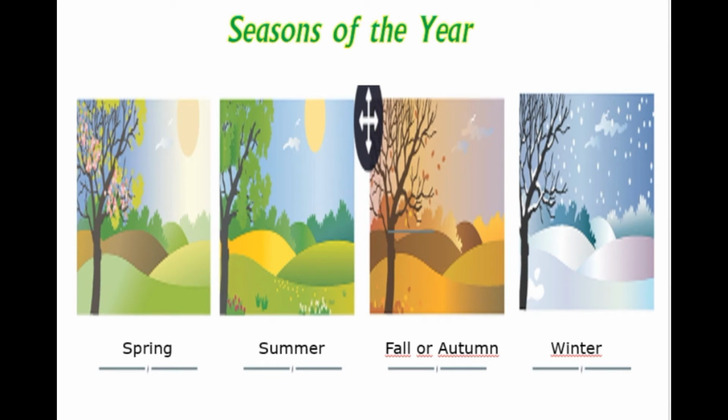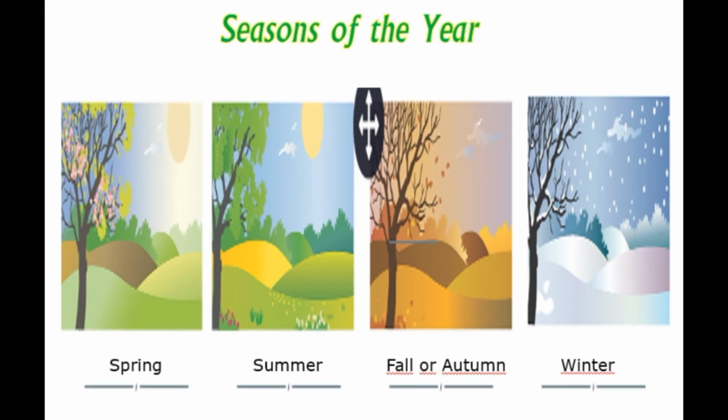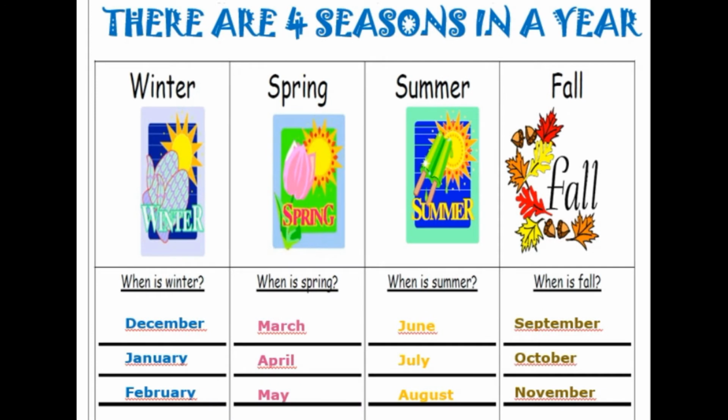How many seasons are there in one year? There are 4 seasons, right? We have spring, summer, fall or autumn, and winter. Now let's pay attention to the months of the year in the United States for each season, right? Take a look. There are 4 seasons in a year: winter, spring, summer, and fall or autumn.